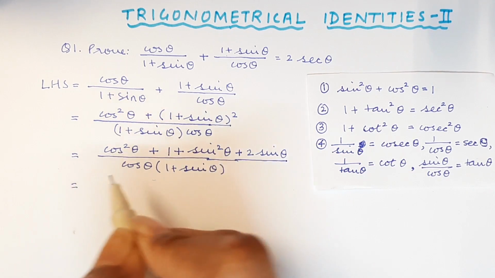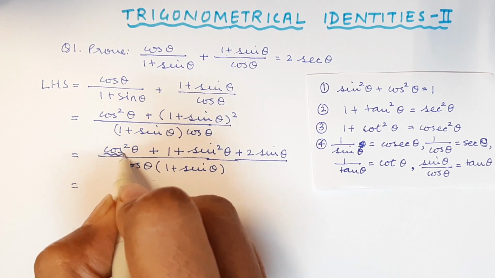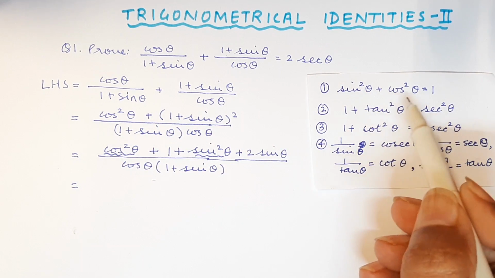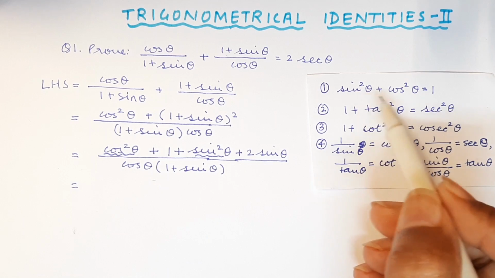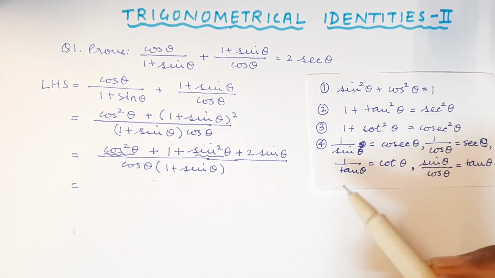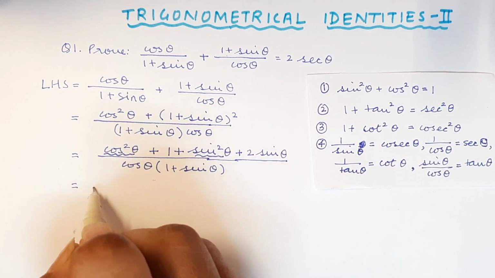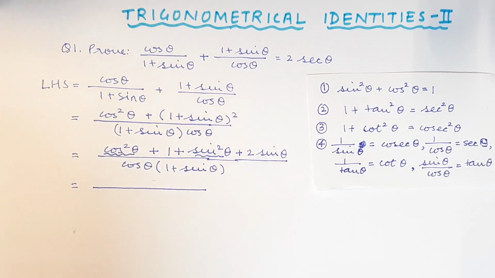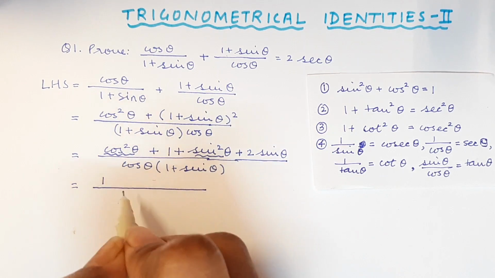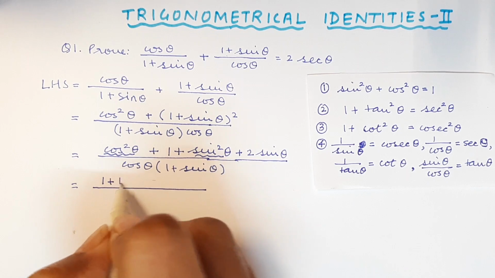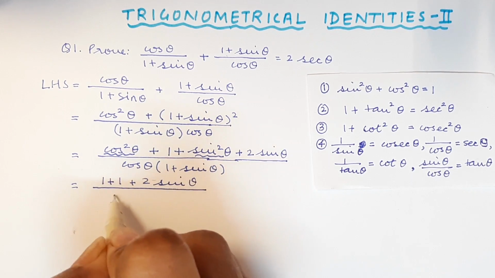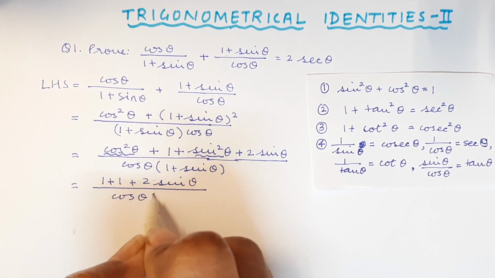Now, are you able to see this and this? Can you see this identity over here? Sine square theta plus cos square theta is equal to 1. So what would we do? We would write in place of sine square theta plus cos square theta, 1. So 1 plus 1 plus 2 sine theta. And the denominator will remain as it is.